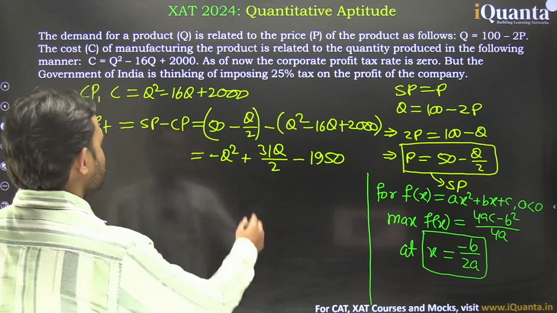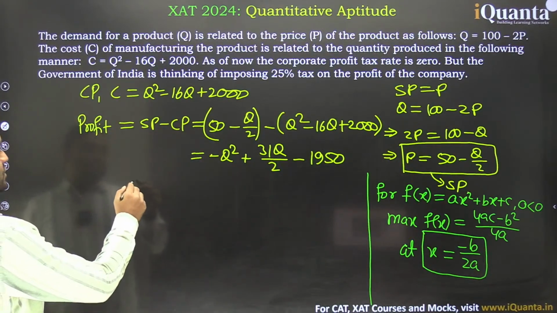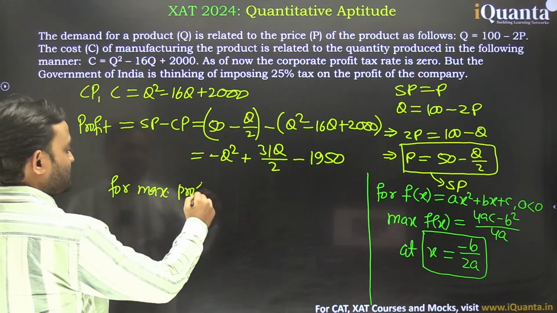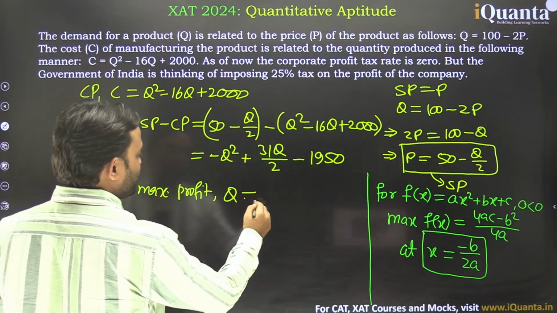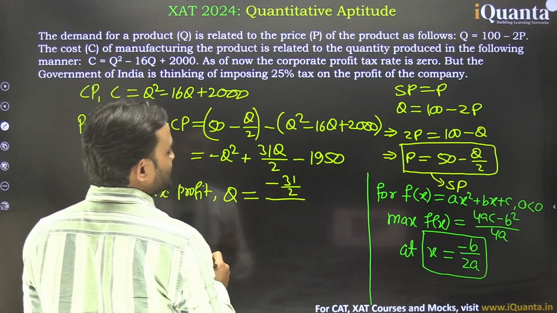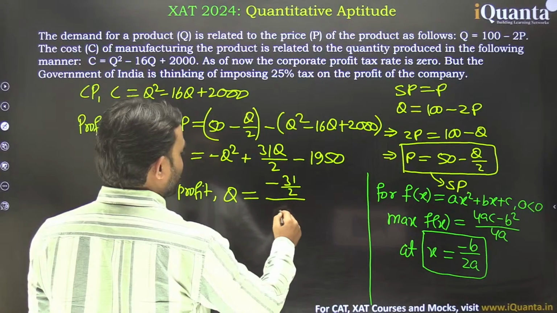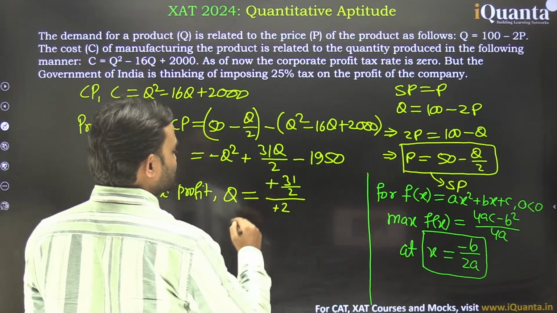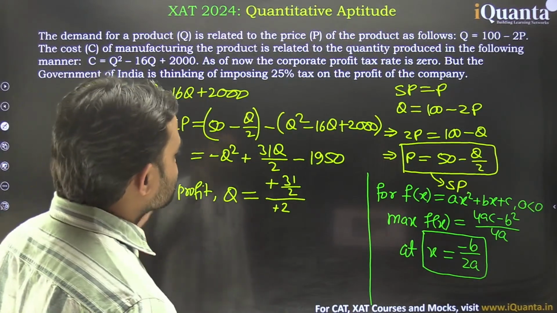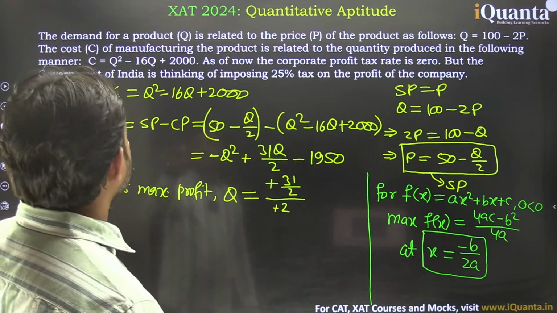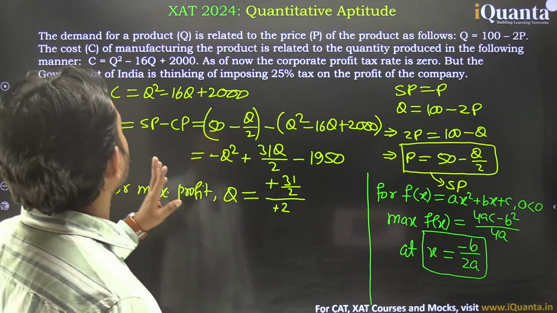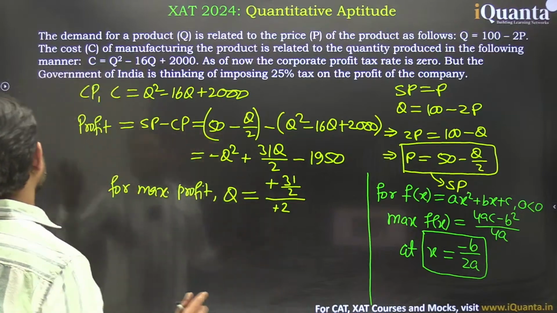So in that case we can say Q, for maximum profit, Q should be equal to minus B, which is minus 31 by 2 divided by 2A. So minus 2, minus minus cancelled out. So let me check. The demand for a product P is equal to... okay, there is a little mistake here.